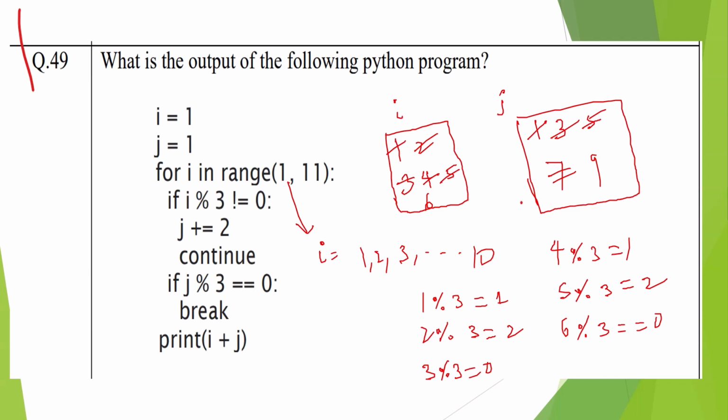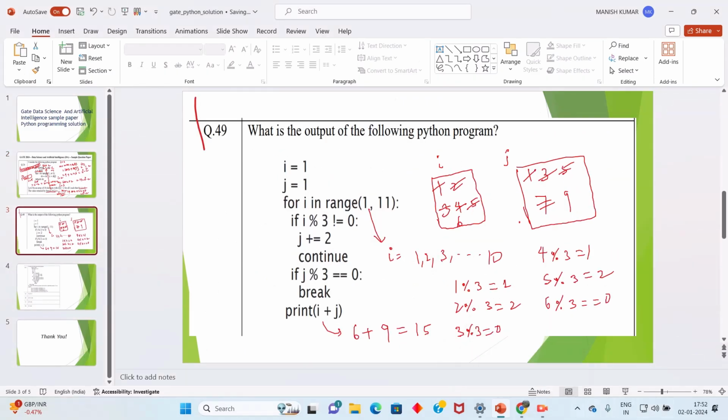If it is 0, okay, and I see here, if j modulus 3 is equal to 0, what is the value in j? We are getting 9 here. So 9 modulus 3, we are getting 0 here. So if we are getting 0 here, at that time we have to break our program. So here we break the program. Now we print i plus j. What is the value in i? We have 6 in i and 9 in j. So now the value is 15. So the correct output for this program is 15.